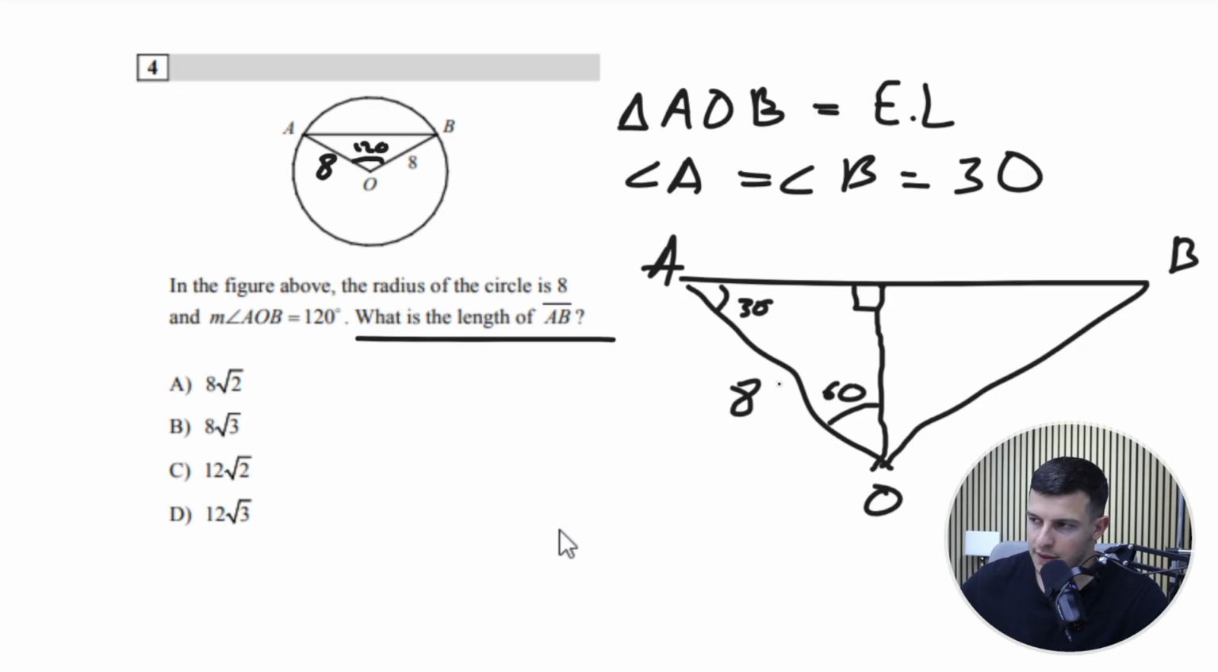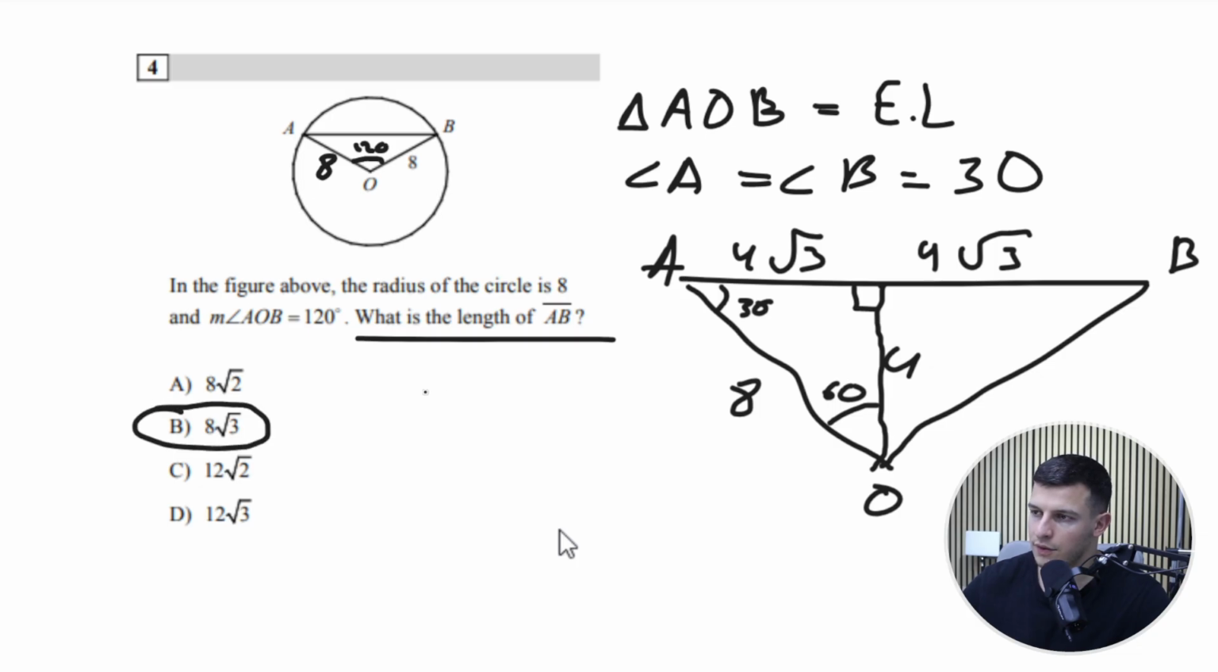Okay, this part is 8, which means the side that's in front of the 30 is going to be 4. The other one is going to be 4 square root of 3. If you're not sure why, check out my video about triangles. That's where I talk about 45, 45, 90 and 30, 60, 90 triangles. So this is going to be 4 square root of 3. So is this one. So the answer is going to be 8 square root of 3 for the whole length of AB.